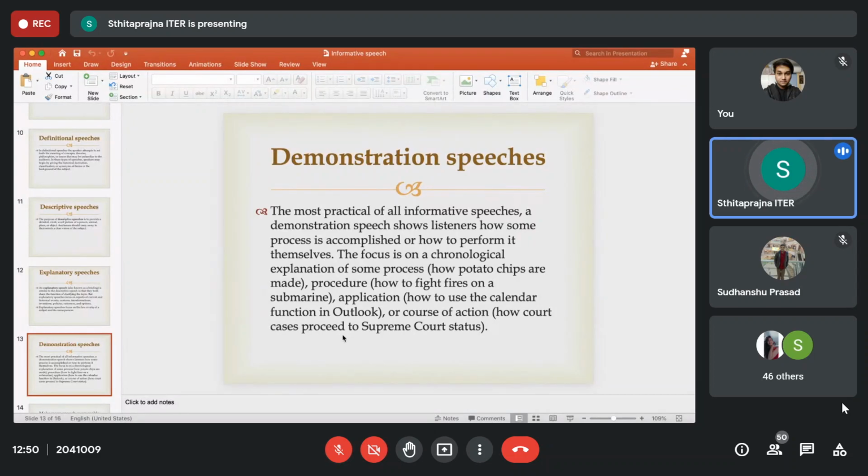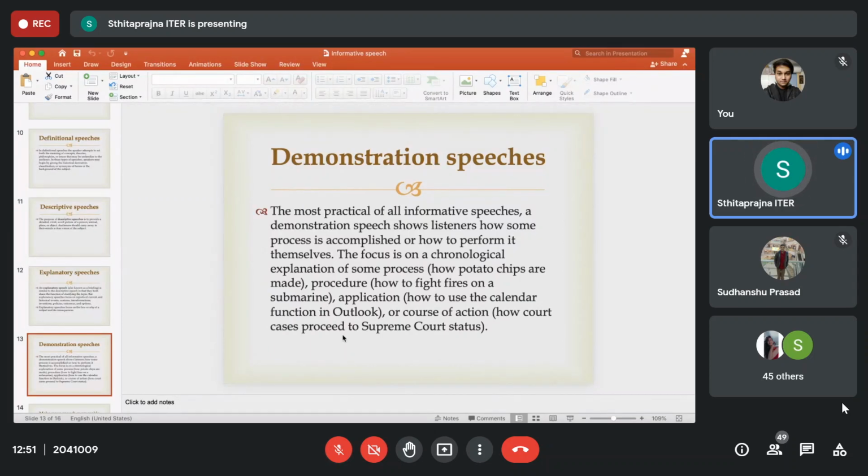Say, for example, how potato chips are made. You have to give a chronology. Bring the potatoes, wash them, peel them. So there's a chronology. There's a sequence. Or how to fight fires on a submarine. A procedure. Or an application. How to use the calendar function in Outlook. Or course of action. How court cases proceed to Supreme Court status.